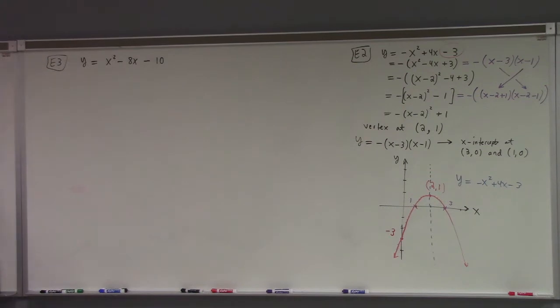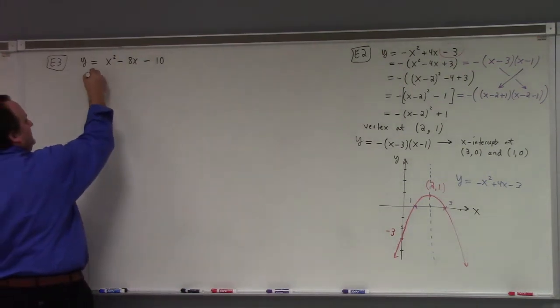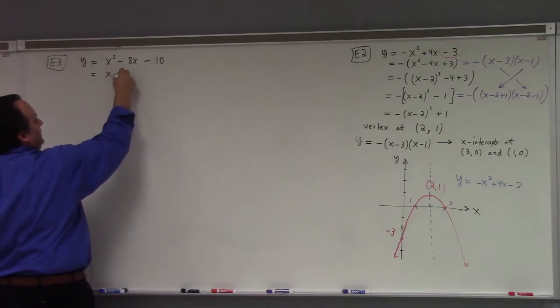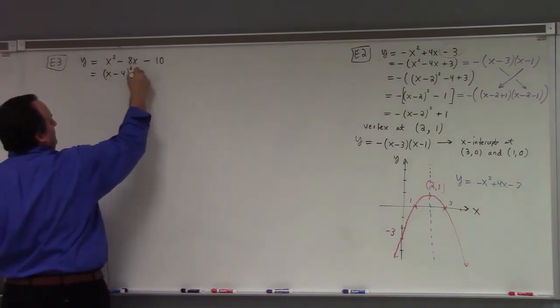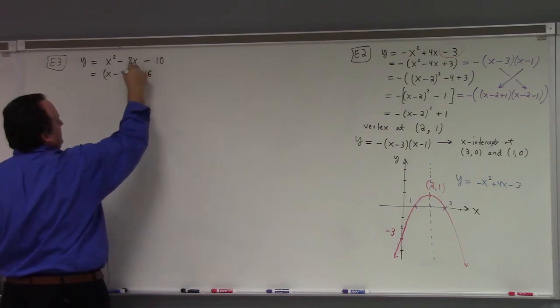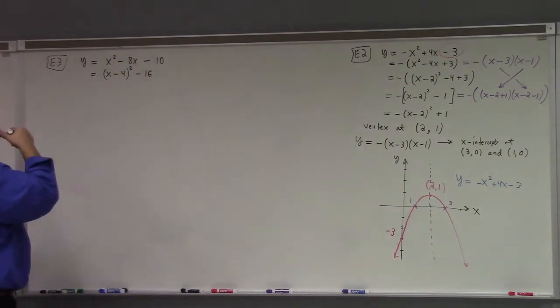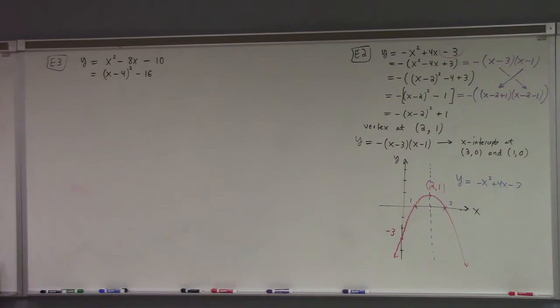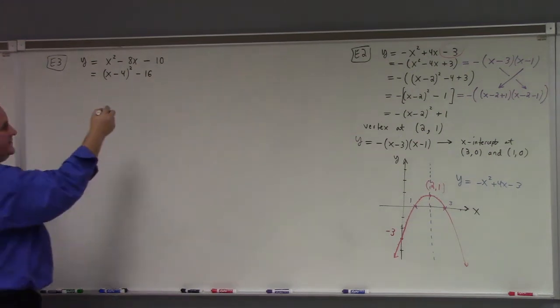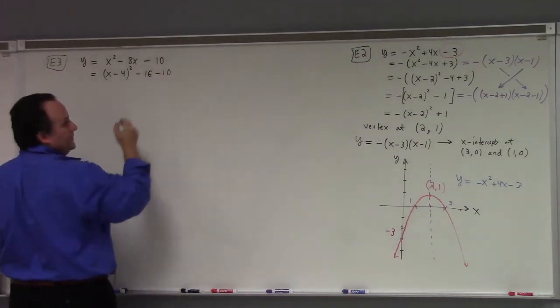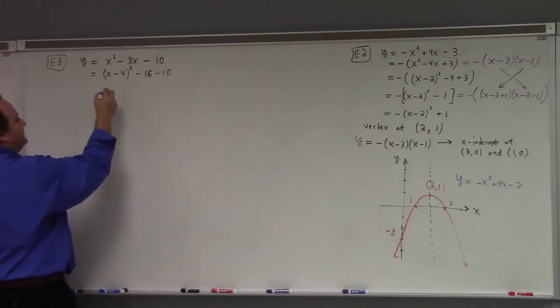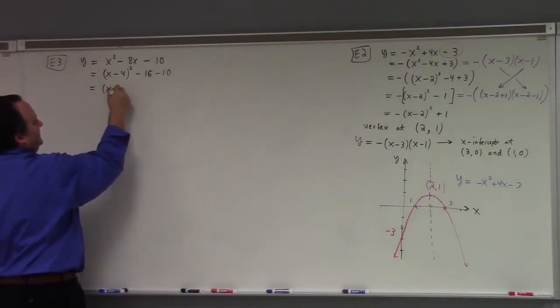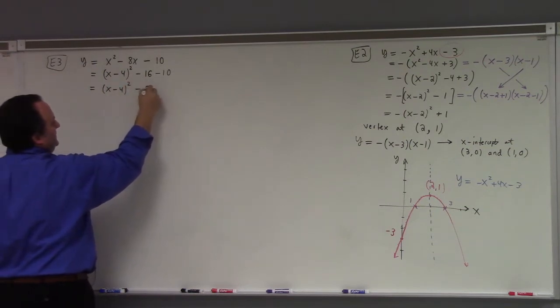Okay, so I want to graph this thing, right? First of all, of course, if you can find the x-intercepts, that's lovely. But I think here it's going to be a little bit ugly. See, because if we complete the square, x minus 4 squared, minus 16. I take half of 8, which is 4, I square it, that gives me 16. I subtract the 16. The minus 10 is still there. And so what I have is x minus 4 quantity squared minus 26.